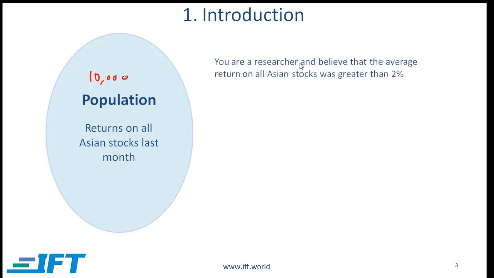You are a researcher and believe that the average return on all Asian stocks was greater than 2%. So you have a view about the population mean denoted by mu, and your view is, or your assessment is, that the mean return was greater than 2%.